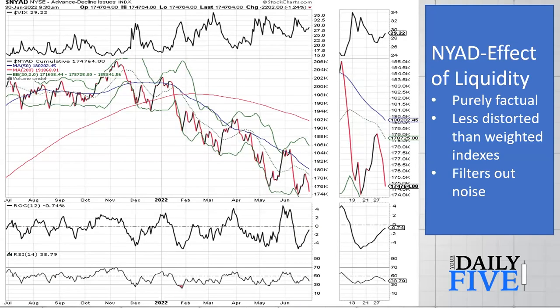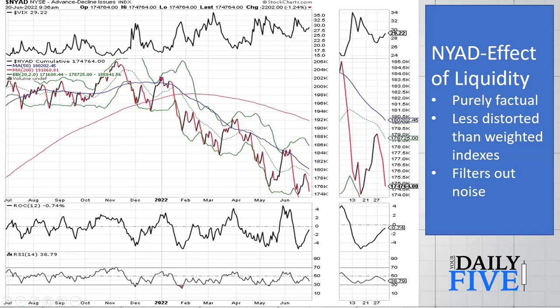I want to look at the effect of liquidity on the market before we move on. I want to focus especially on this chart here of the New York Stock Exchange advanced decline line. And as you're all aware, if you've seen my previous videos, I like to apply indicators such as moving averages. Here's the 50-day moving average, 200-day moving average, 20-day moving average, and of course the Bollinger Bands, on the New York Stock Exchange advanced decline line.